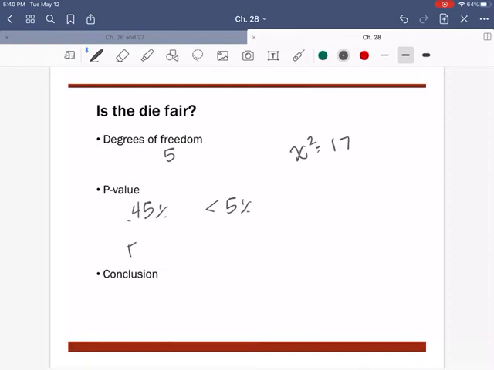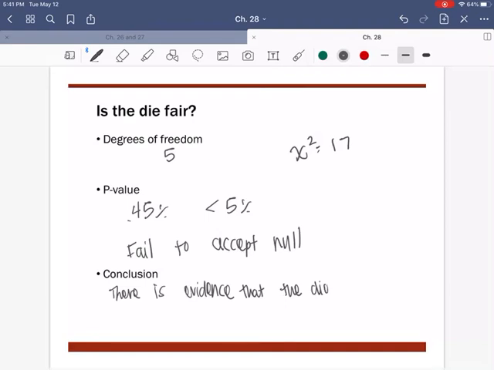5 degrees of freedom, chi-square is 17, p-value is 0.45%, which is less than 5%. So we reject the null. There is evidence that the die is loaded. These are my favorite tests because they're so quick. The calculator does most of the work for us.